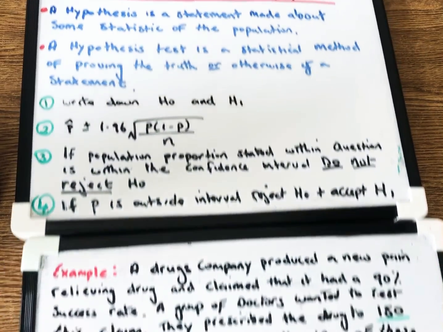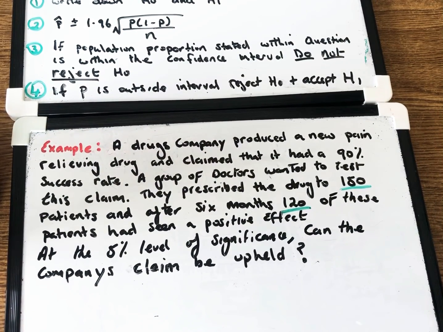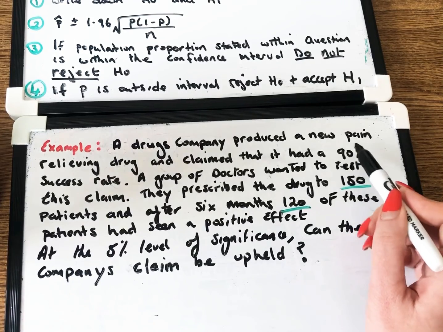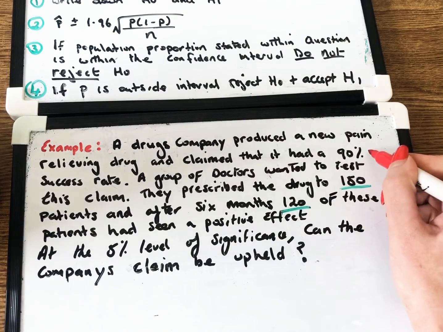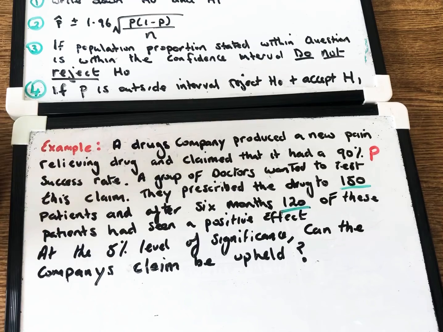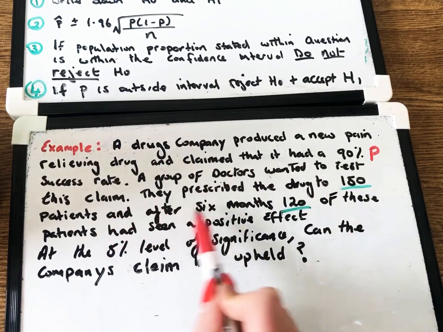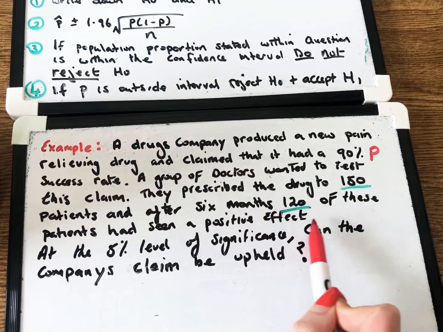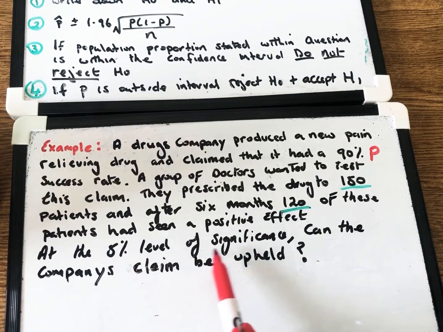So here we have an example. A drug company produced a new pain relieving drug and claimed that it had a 90% success rate. This part here is your population proportion. So let's put that in red. That there is your p-value. That's the first thing to note. A group of doctors wanted to test this claim. They prescribed the drug to 150 patients. After 6 months, 120 of these patients had seen a positive effect. At the 5% level of significance, can the company's claim be upheld?